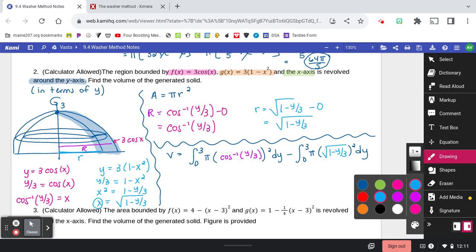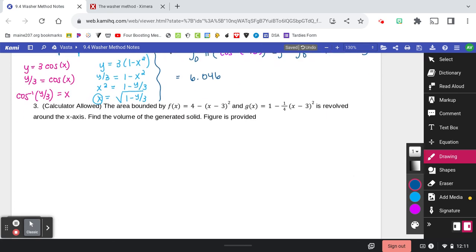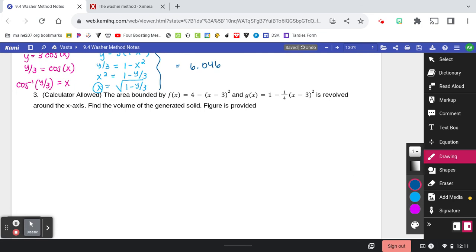And then I'm just going to use my calculator and type that in. And at the end, I should get 6.046 for my volume. The last example that we're going to do today is, again, a calculator allowed question.